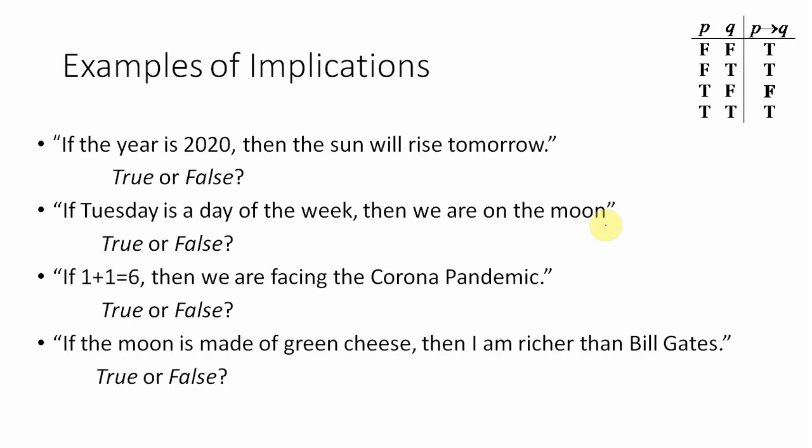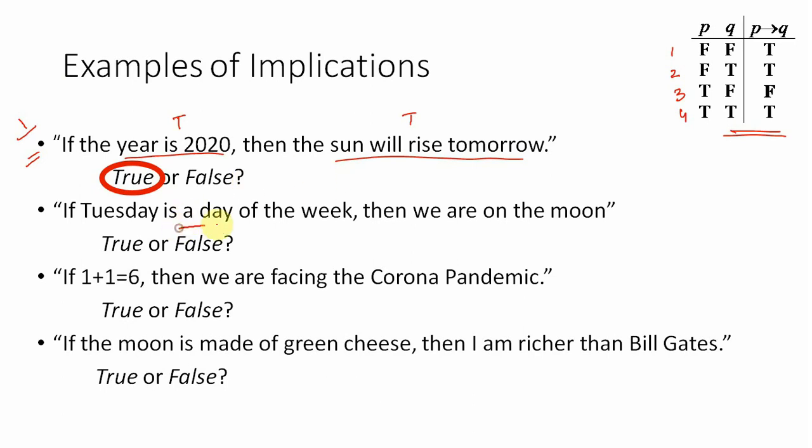Let's see some more examples of implications. I have once again made the truth table of the implication over here. We have four possibilities which represent the four rows of this truth table. Let us call them row 1, row 2, row 3 and row 4. If the year is 2020, true, then the sun will rise tomorrow, true. This example is row number 1, so obviously the implication is true.